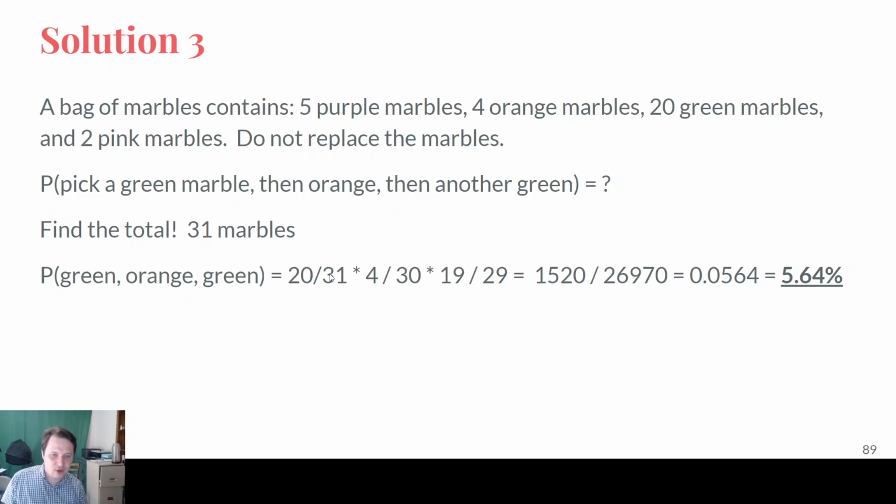So the denominator dropped from 31 to 30 to 29 because we took out a marble each time. And this number was 19 because we started with 20, but then we assumed that we picked one, and so we got 19 remaining. Again, multiply the 3 numerators together to get 1520. Multiply the 3 denominators together to get this big number, 26,970. Divide, convert to a percentage, 5.64%.